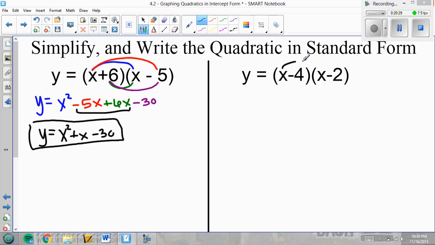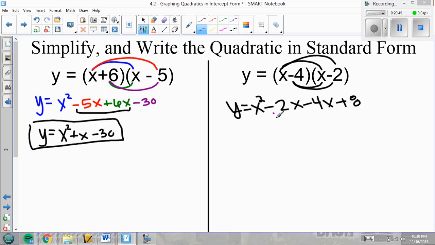Okay, so we have x times x. So I know y equals x squared. X times negative 2, so minus 2x. Negative 4 times x, negative 4x. Negative 4 times negative 2 is positive 8. So then we're just looking to combine or simplify. So x squared minus 6x plus 8.